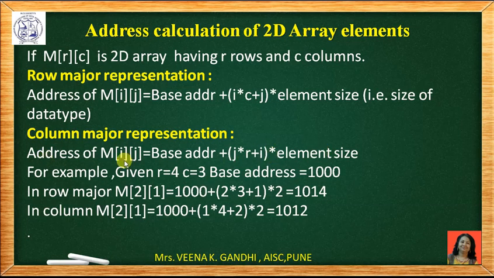For example, if you are given four rows and 3 columns, and the address starts from 1000. In row major, M of 2 by 1 will be first base address 1000, plus 2 subscript into number of columns 3 plus 1, here j, and into 2. Int bytes required, suppose 2 bytes, so into 2. It will give 1014. And in column major, the same address will be 1000 plus 1 into 4. So 1 is the j subscript here, and number of rows is 4, plus 2, all multiplied by 2. So it will give 1012.